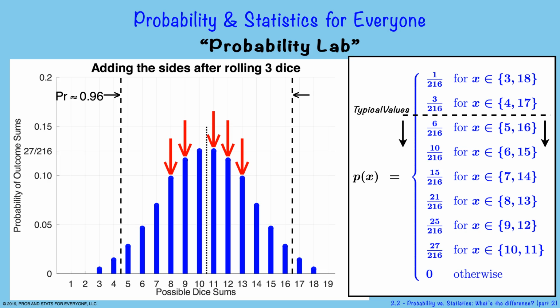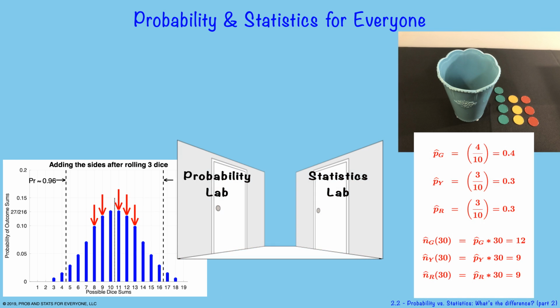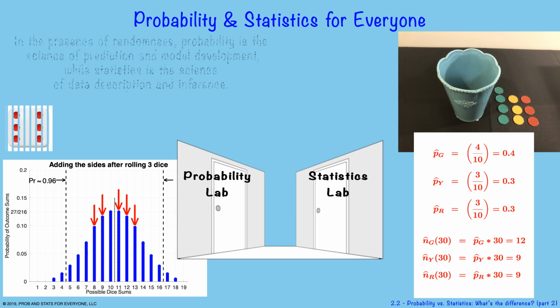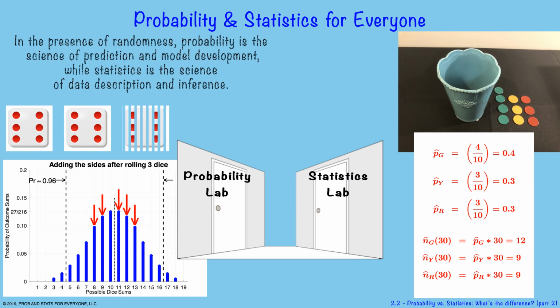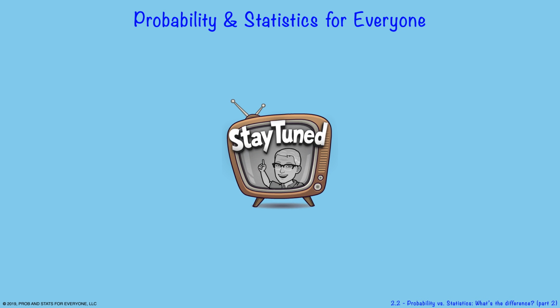Having done that, we find ourselves at the end for now. It's time to leave the probability lab, where we have spent most of this video, and reconsider the task at hand. We are exploring the definition of and difference between probability and statistics. In the next video, video 2.3, we'll go back into the statistics lab and consider those colored chips that we're pulling out of a vase. So keep coming back.